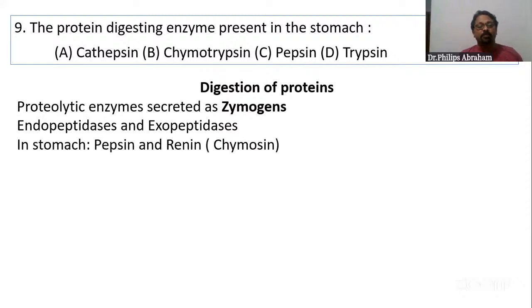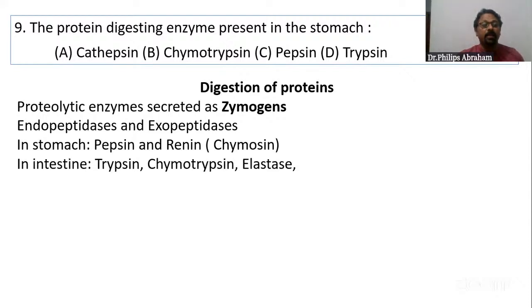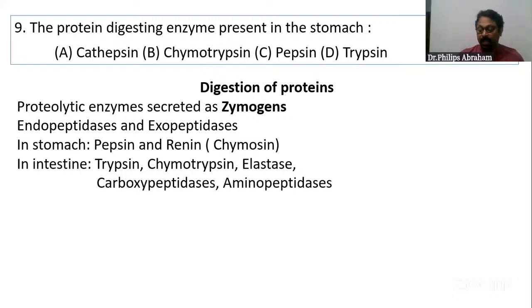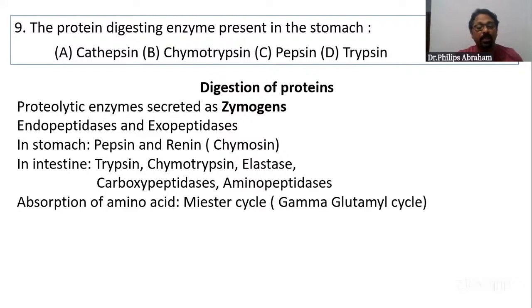Now coming to the major digestive enzymes of protein. In the stomach, we have pepsin and renin. And in the intestine, we have trypsin, chymotrypsin, elastase, carboxypeptidases, and aminopeptidases. Carboxypeptidases and aminopeptidases are exopeptidases. All other enzymes are endopeptidases. So I hope you can understand now the answer for it.